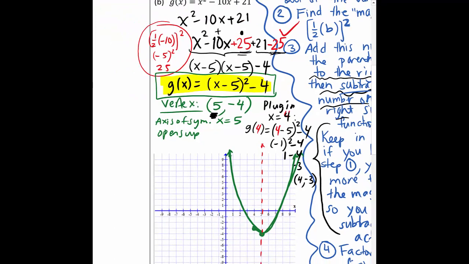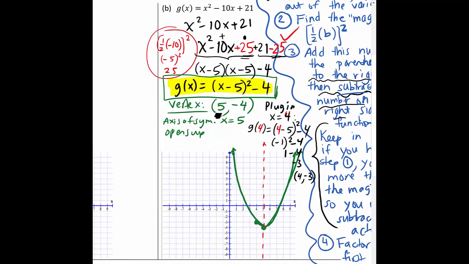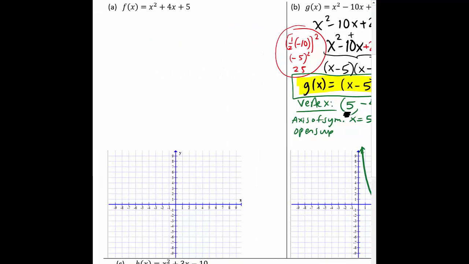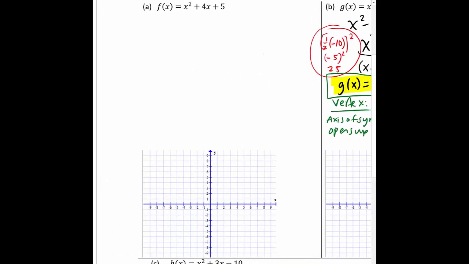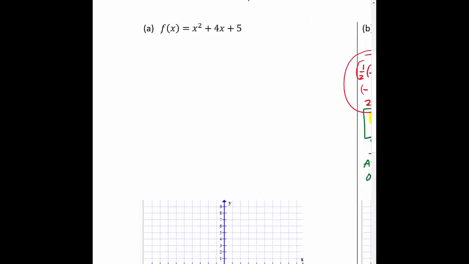Alright, so that's the idea. It's just completing the square until it looks like it's in the same form as the previous section's problems. And once it's there, then it's something we know how to do because we saw it already in the previous section. Let's try part A now.